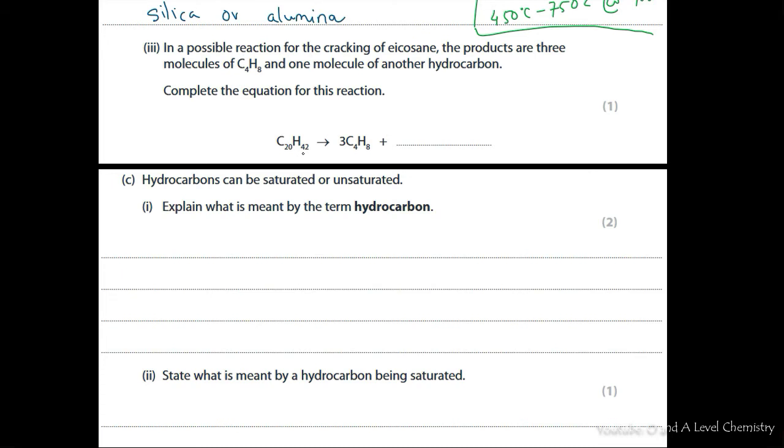In this one, cracking was done on icosane, and you have this. If you look at it, you can see that the general formula here is CnH2n. So that means you have produced 3 moles of alkene. And which alkene? As it has 4 carbons, you know that you have produced 3 moles of butene here. And now you know that you have 1 molecule of another hydrocarbon. That makes our life much easier. So there is no coefficient on this part.